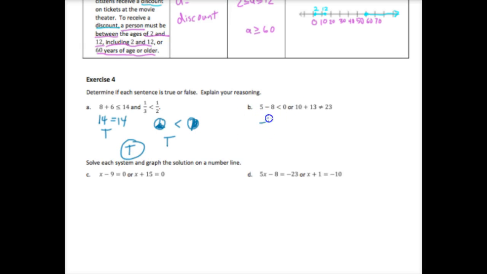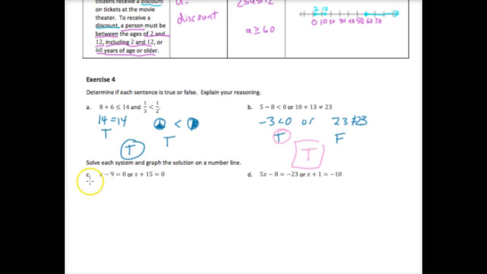5 minus 8, negative 3 is less than 0. Or, this is nice, this is true. Or means we only need one. 10 plus 13, that's 23, doesn't equal 23. Well, that returns a false, but because we had one example of true in the whole thing, we can choose true for our answer. Yay!